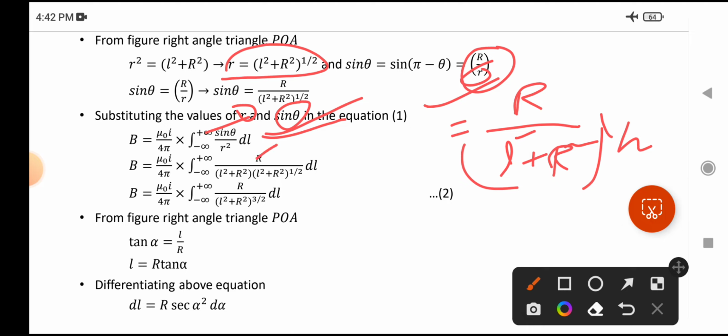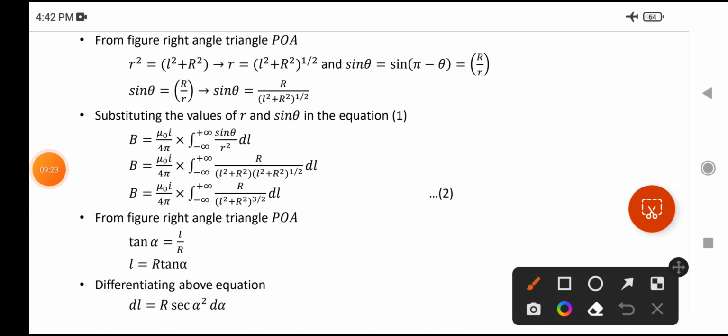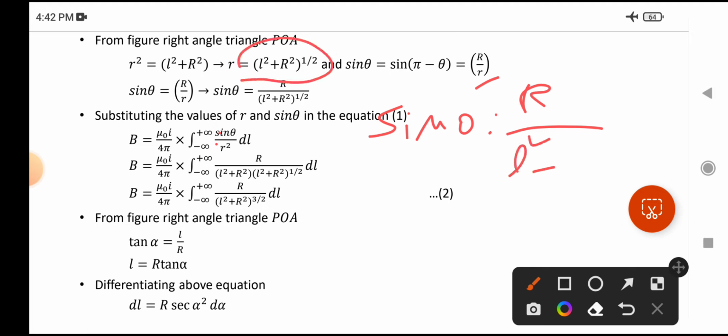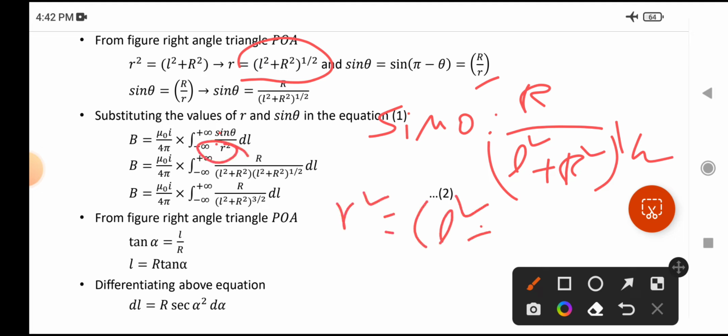So here see, capital R by, this is the small r term. By here, the r square term is what? R square is L square plus capital R square. Okay, so both the terms are written, don't get confused here. Right, see here, sin theta is capital R by small r. Small r is L square plus R square power 1 by 2. And next, for r square, the formula is L square plus capital R square. So these two are multiplied in the denominator, isn't it?